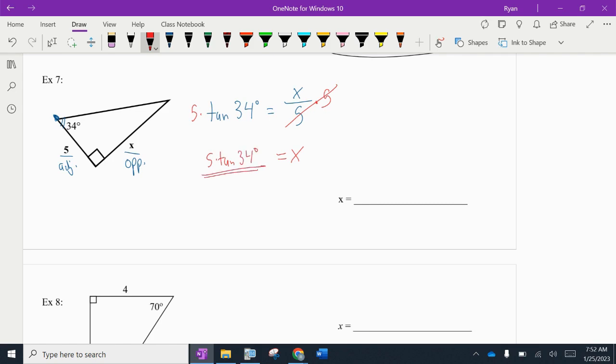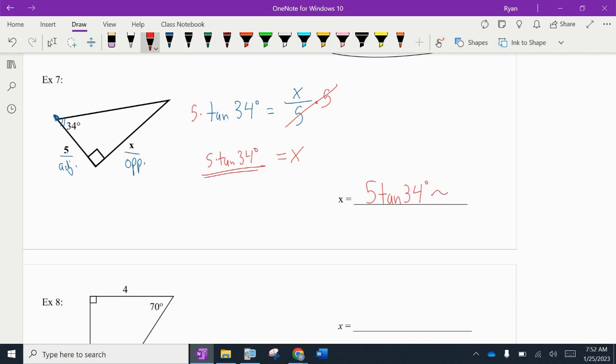Notice I put the 5 out front. I really don't want to put it behind it because you're only taking the tangent of 34. If I put times 5 at the end, it might be unclear that you're supposed to multiply the 34 times 5 first and then take the tangent of it. So I really encourage you to put that number out front. So as far as our answer goes, the exact answer is 5 times the tangent of 34. And that is, again, a bit abstract. I don't really comprehend that, but it is precisely what it is.